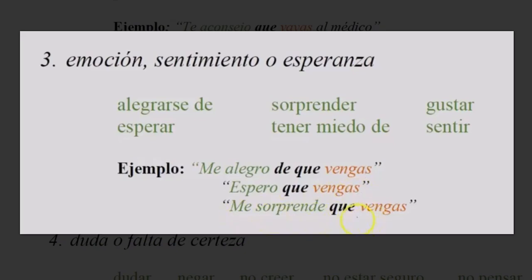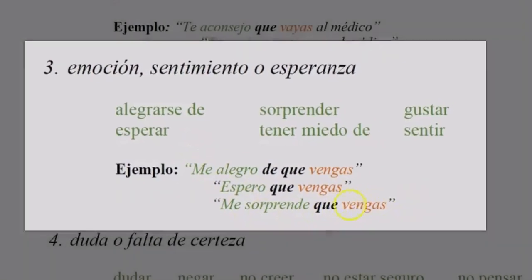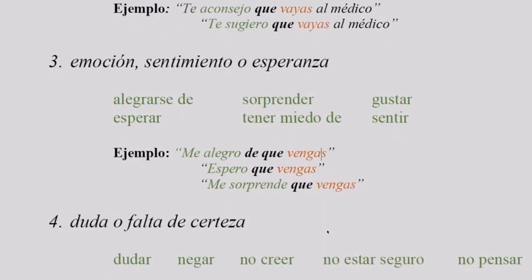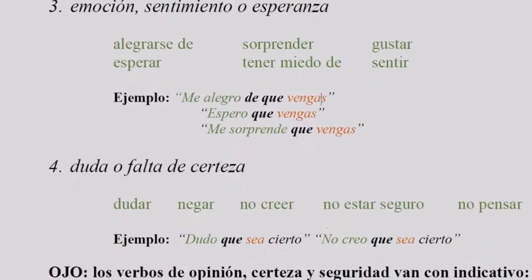Me sorprende que vengas. I'm really surprised that you're going to come. The surprise is the feeling that is going to trigger the subjunctive, but not in the main verb. The main sentence is always an indicative. The subjunctive comes after the que. It's triggered by the verbs in green, but the subjunctive itself is the second part, the orange part, the second verb of the sentence. Is that making sense?